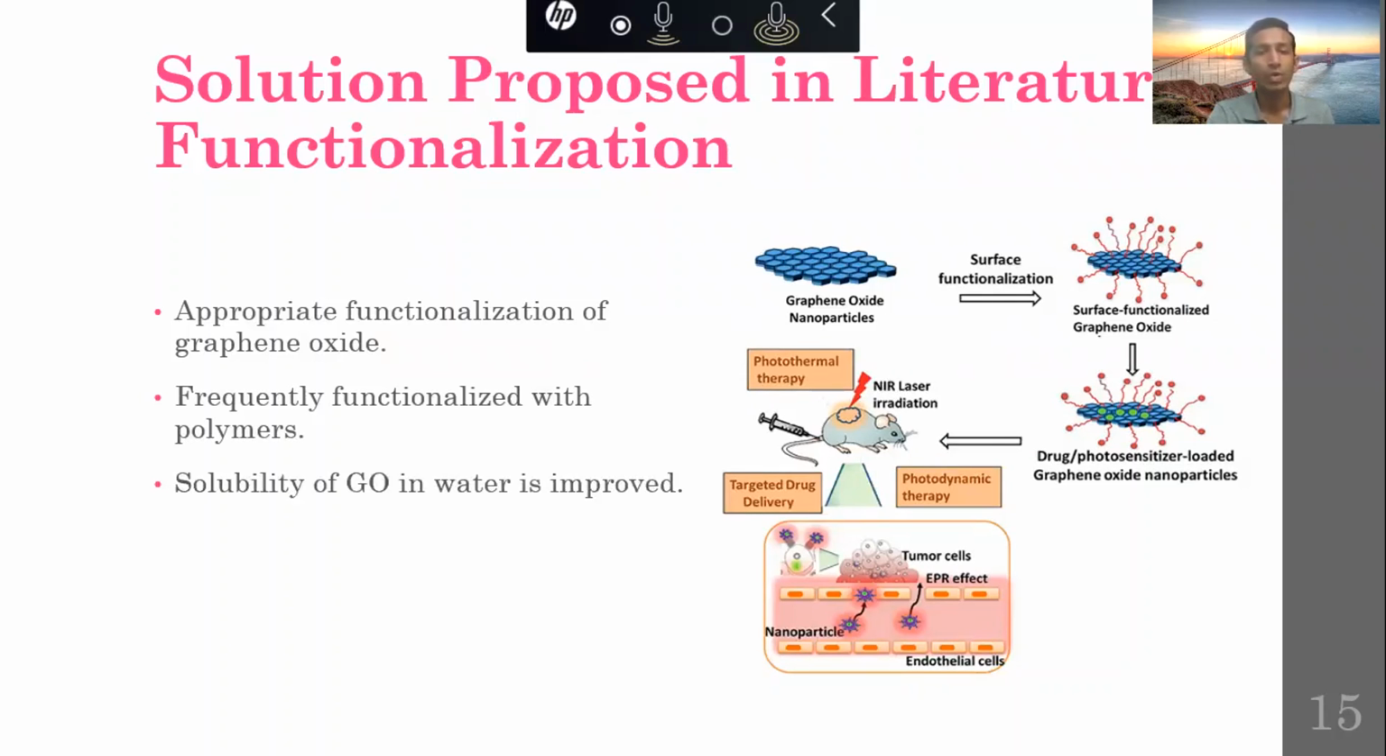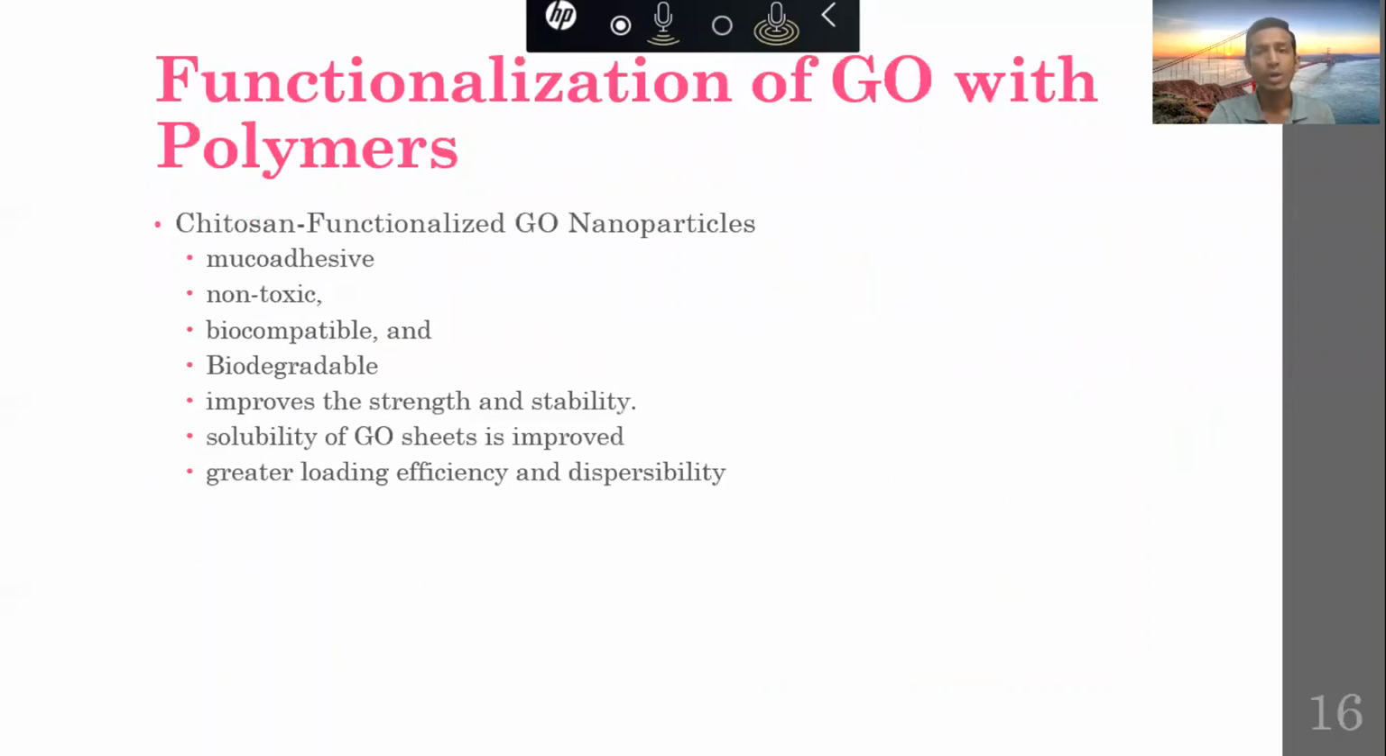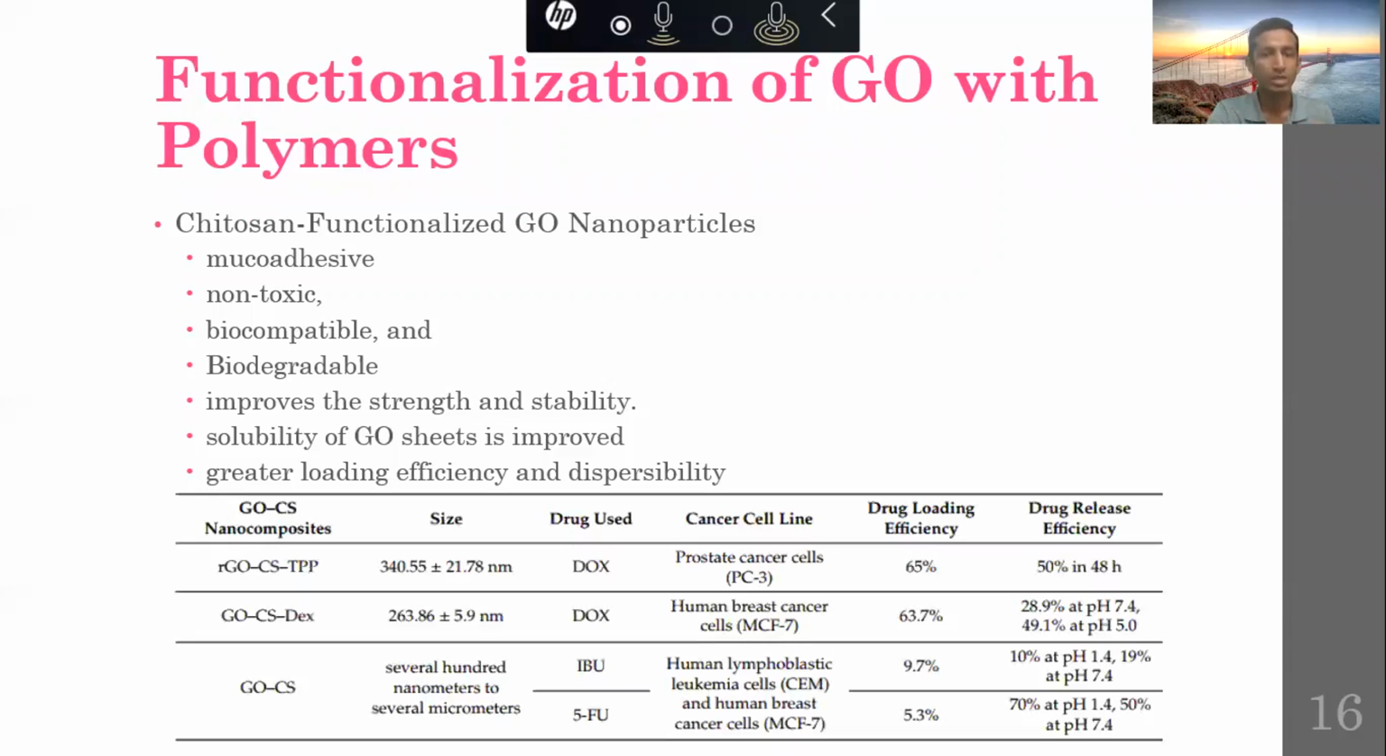The solubility of GO in water is improved. High accuracy in photothermal therapy is achieved without damaging the healthy cells. Normally it is functionalized with different polymers, which include chitosan functionalized GO nanoparticles. Chitosan is a mucoadhesive, non-toxic, biocompatible, and biodegradable material. It improves the strength and stability. Solubility of GO sheets is improved. Greater loading efficiency and dispersibility is achieved.